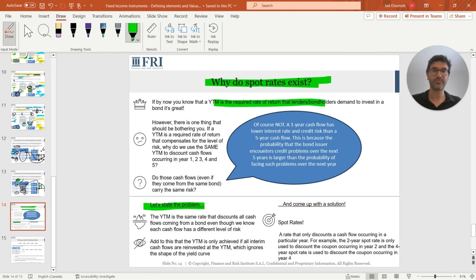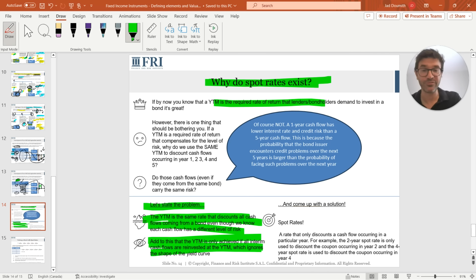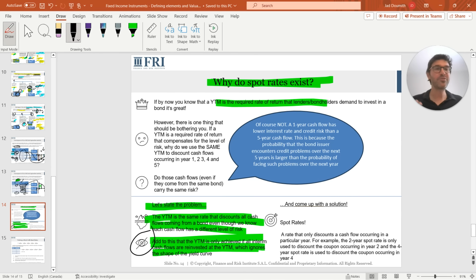Let's state it. The problem is that the YTM uses the same discount rate even though cash flows have a different level of risk. We know that. Also, we cannot see the shape of the yield curve, hence the icon here. With time, you would notice that I sometimes try to choose the icons in a way to match the idea. Not always, it doesn't always work, but we'll get used to it. So this yield to maturity is blind again when it comes to the shape of the yield curve.